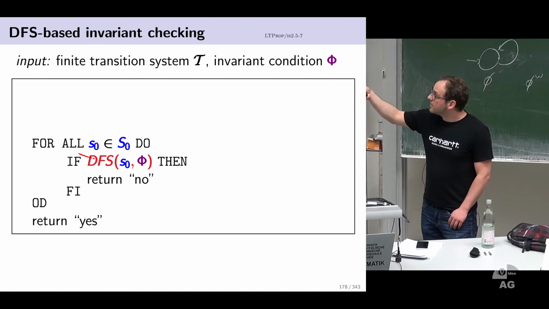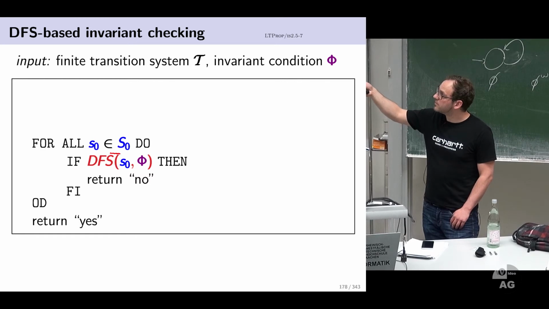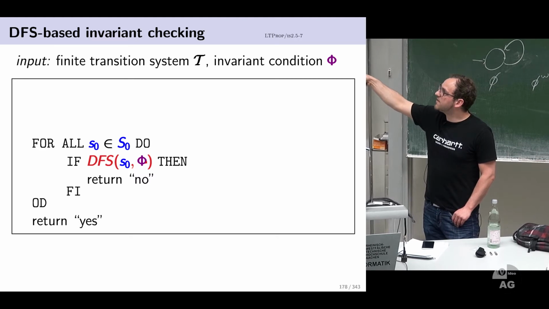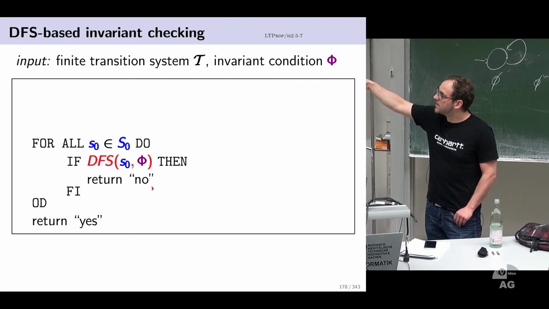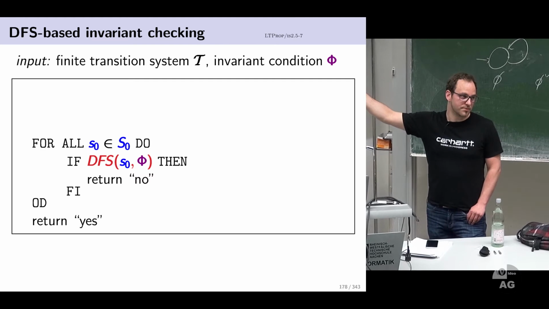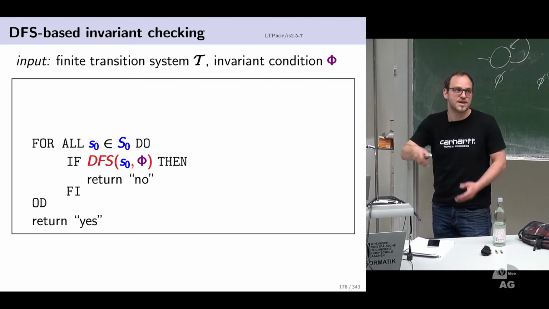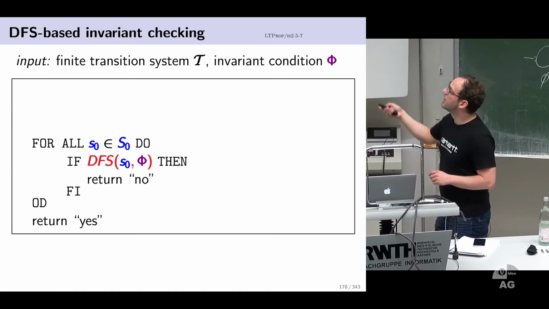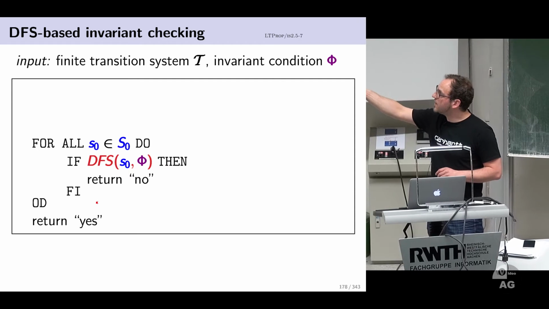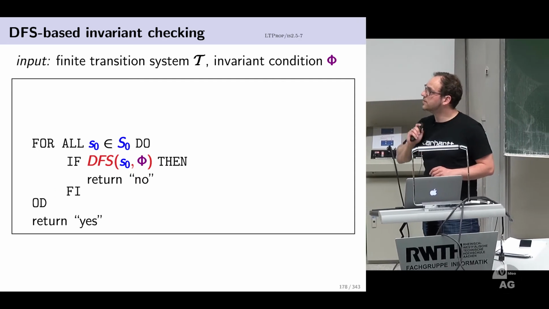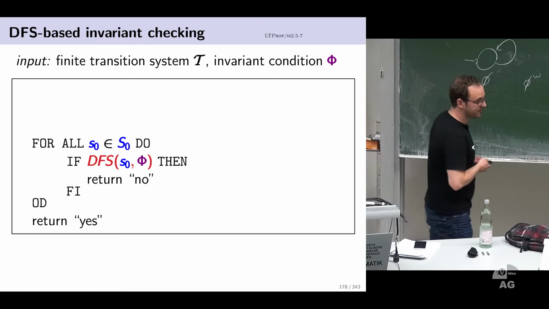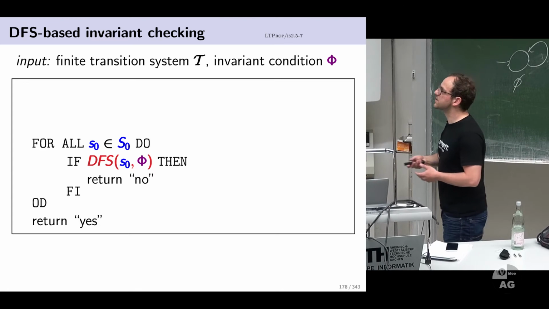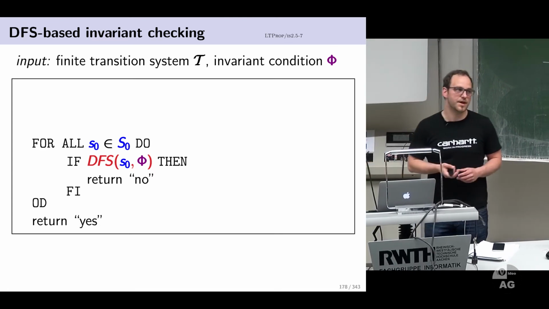And we're going to talk about the implementation of this in a bit. If it returns true, it means it found a state that violated the condition, and we can return no, right? Because we know we found a state that violates the invariant condition, so the property doesn't hold. And if after all these explorations we have not found a state that violates the invariant condition, we can answer yes, because no reachable state in the transition system violated the invariant condition.